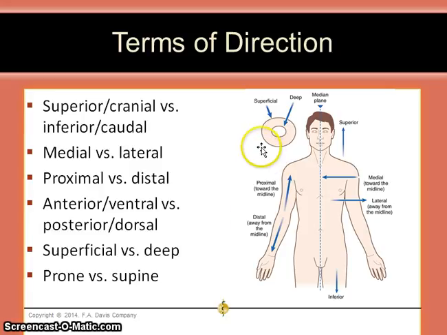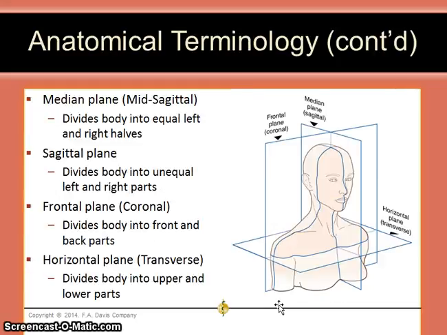Superficial means towards the surface. Deep means towards the inside part of the body. And also prone versus supine.